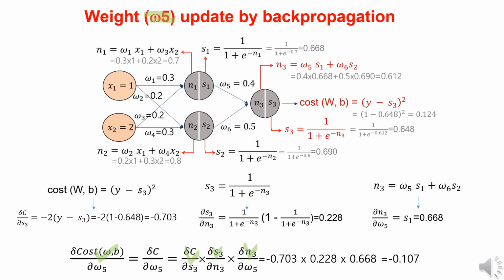The partial derivative of the cost function with respect to S3 is negative 0.703. The partial derivative of S3 with respect to N3 is 0.228. Finally, the partial derivative of N3 with respect to omega 5 is S1, which is 0.668. By multiplying these three values together, we get negative 0.107.